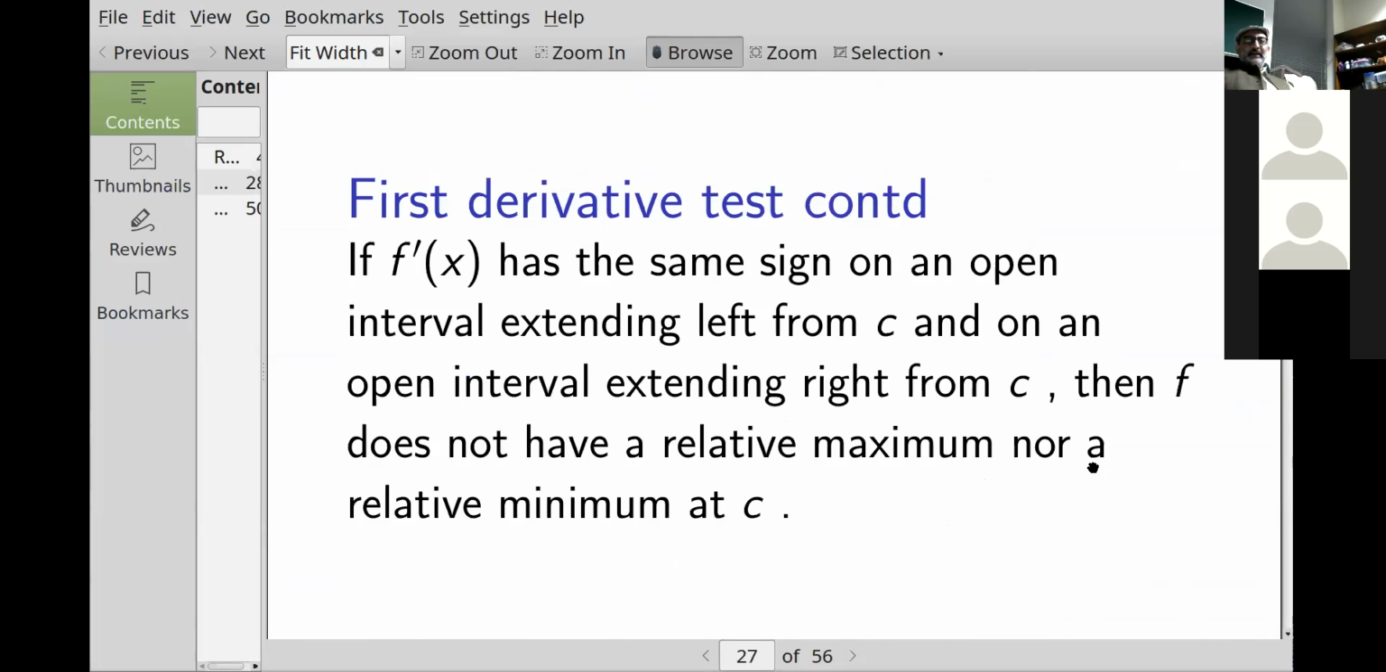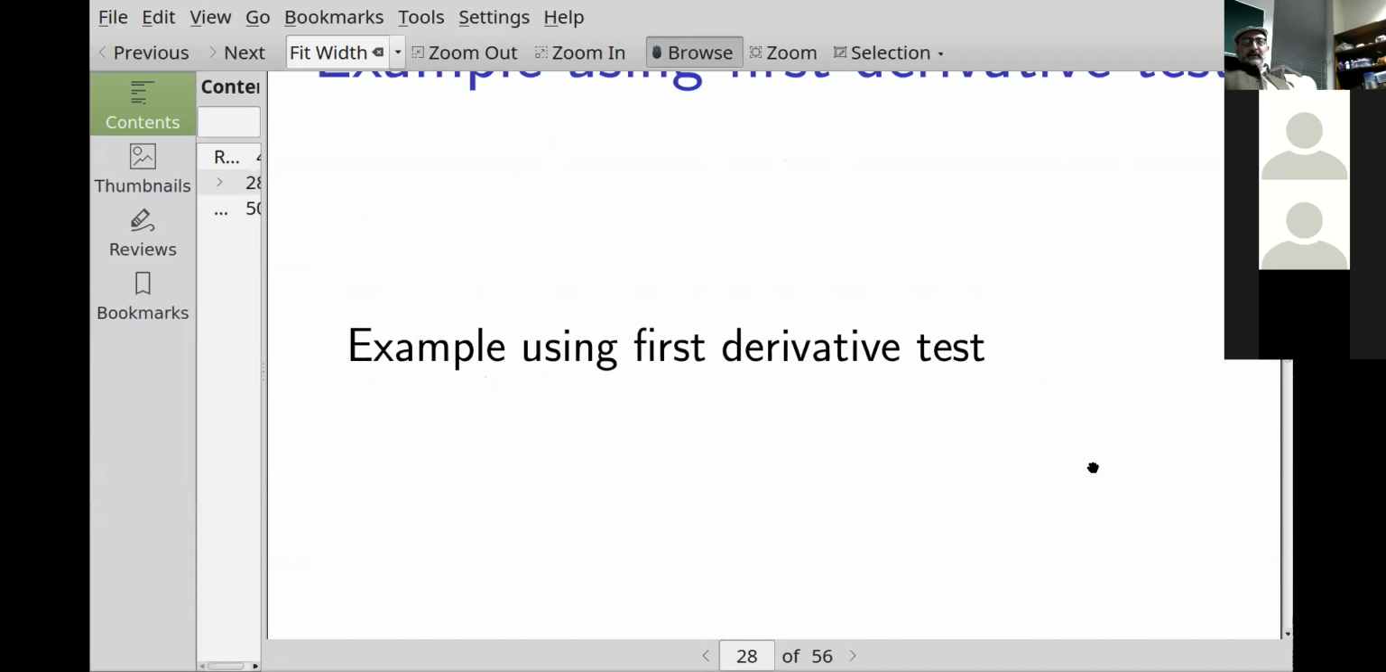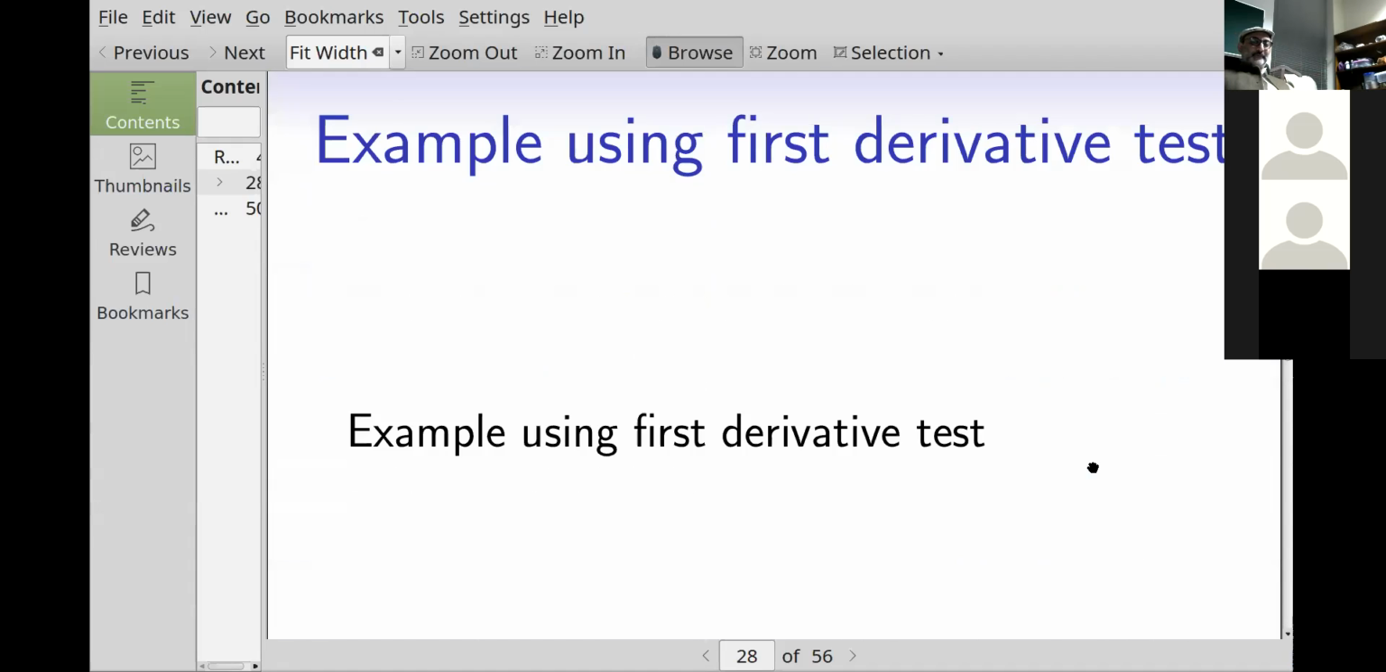Okay, now, if you've got a critical point where the derivative is 0, and the sign of the derivative does not change as you go from left to right, the derivative remains positive, or the derivative remains negative, then you've got neither a relative maximum nor a relative minimum at that point. Okay, so that's a review of what we did before.